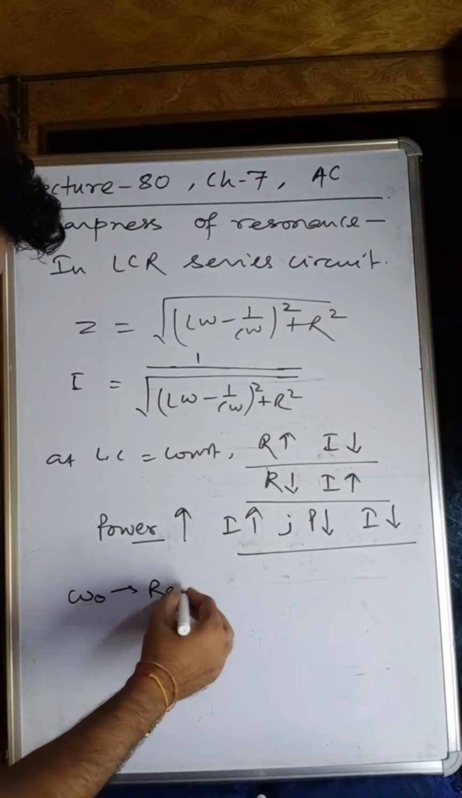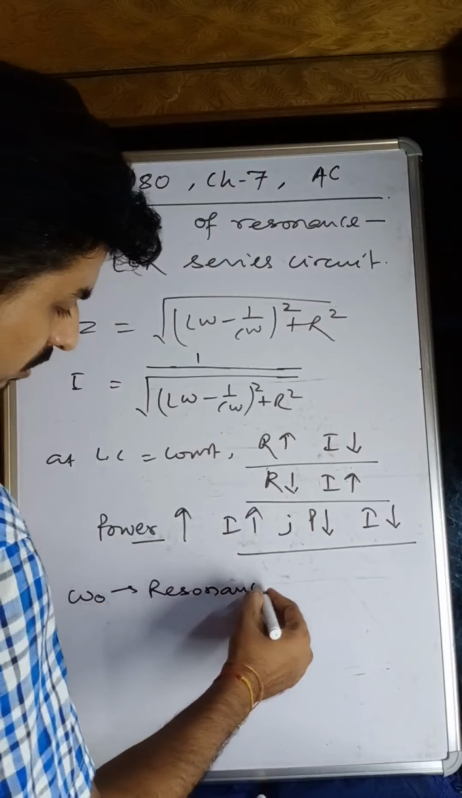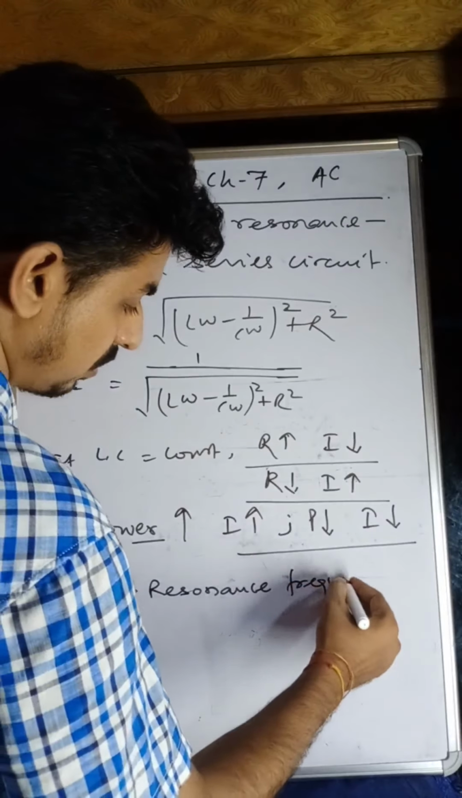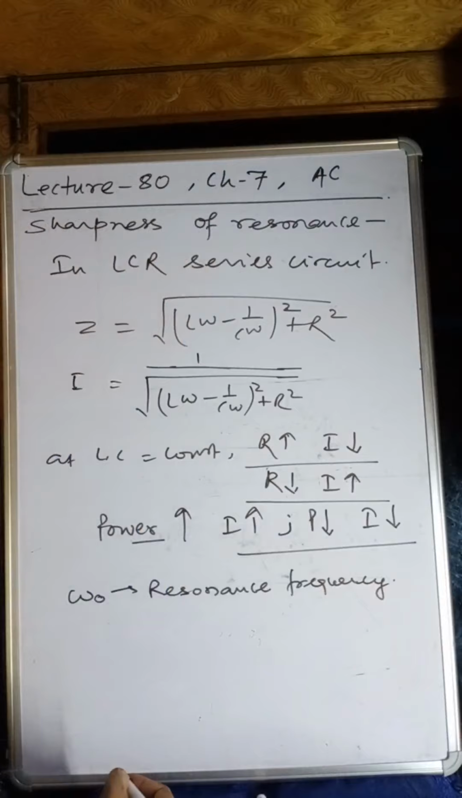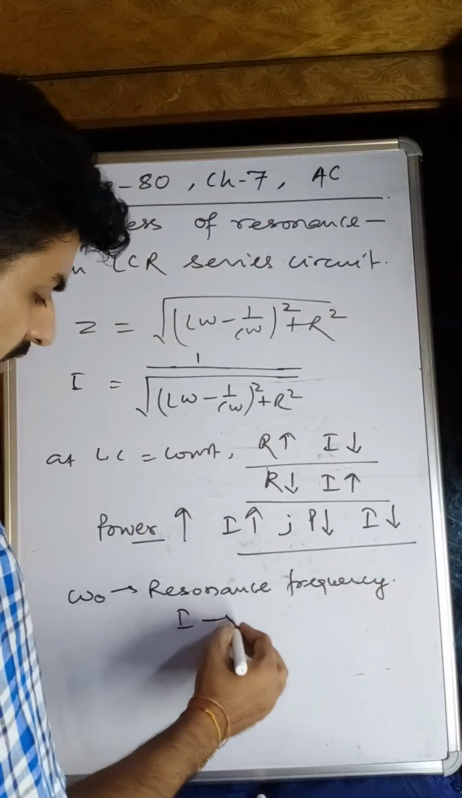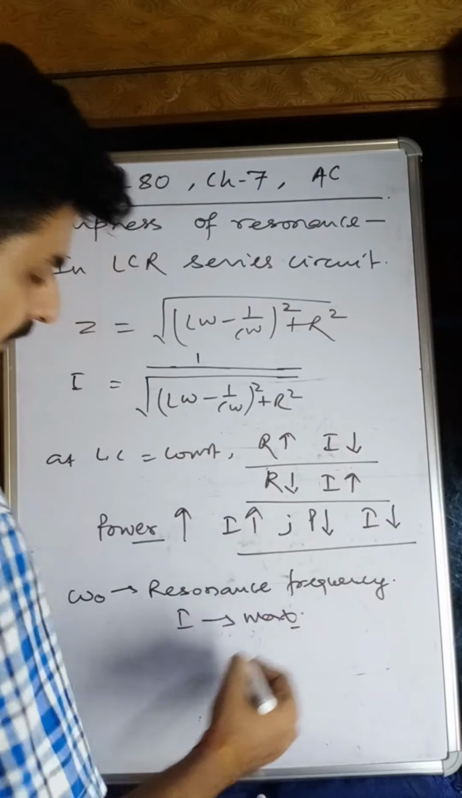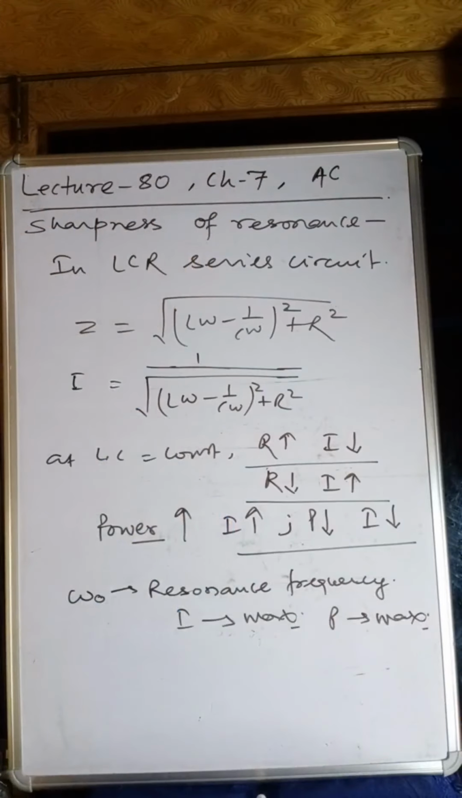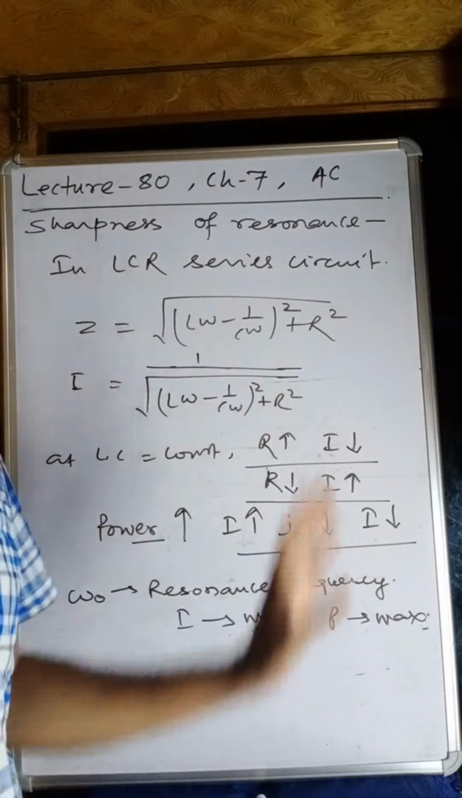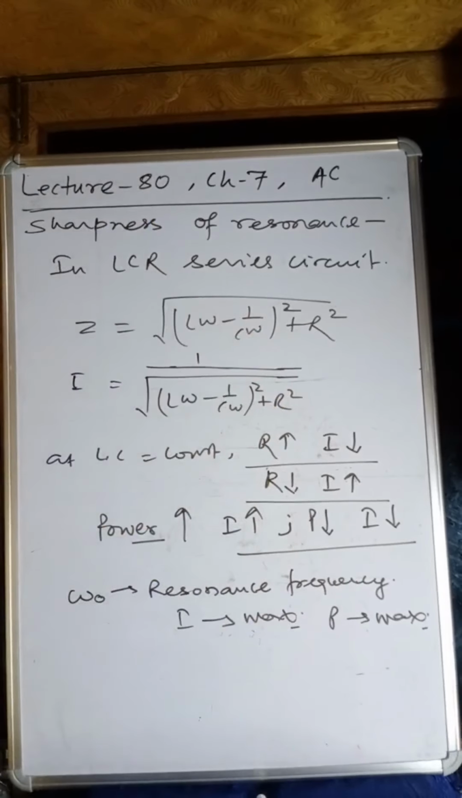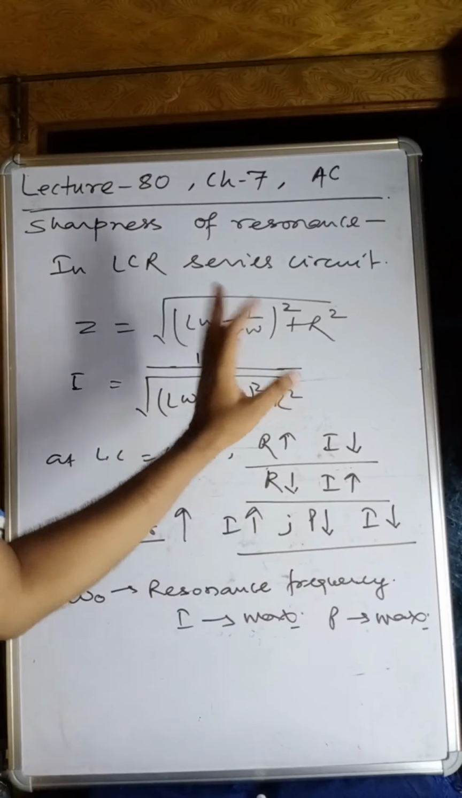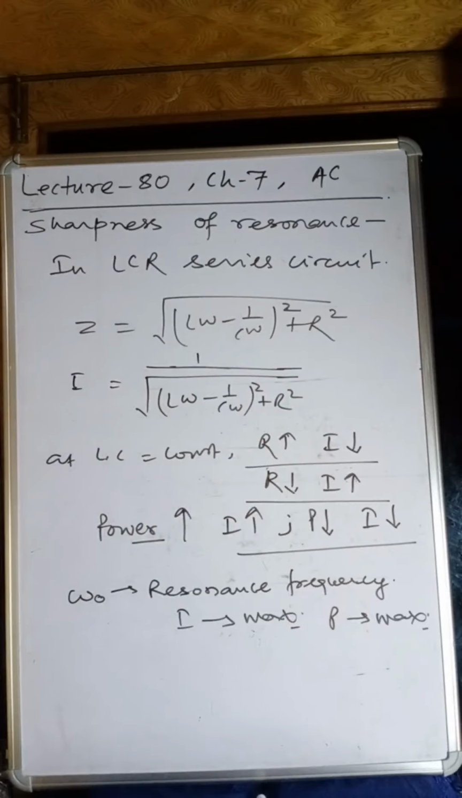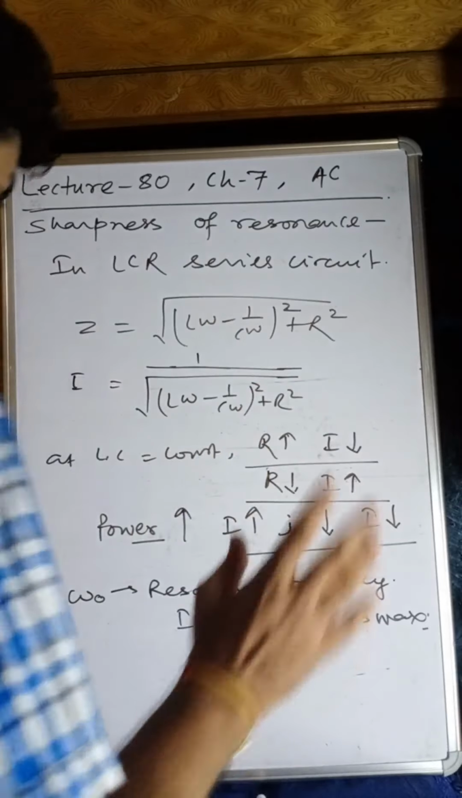It is the resonance frequency at which the current is maximum, and the power, of course, is also maximum in the circuit at resonance frequency. And the condition for the resonance: the voltage across these two should be equal. Okay, my dear students, and this was our graph.